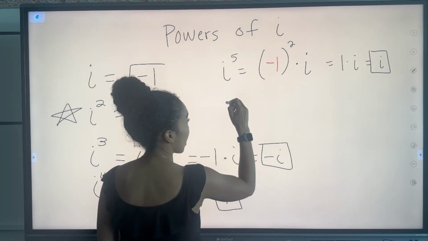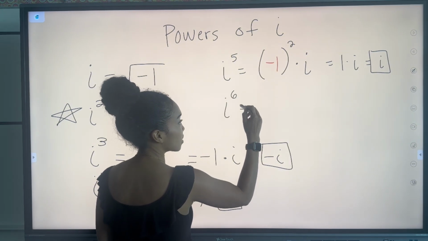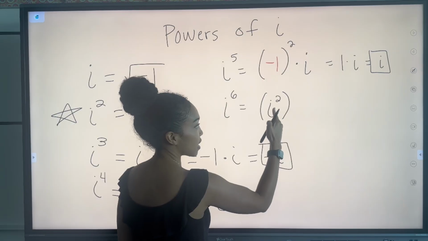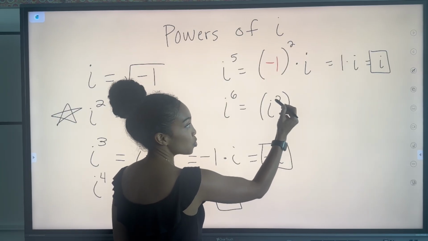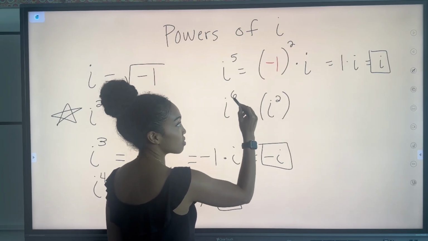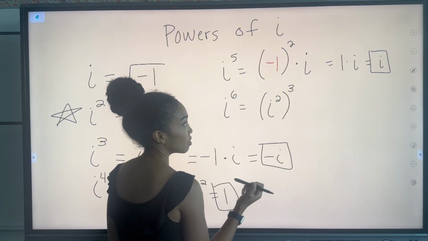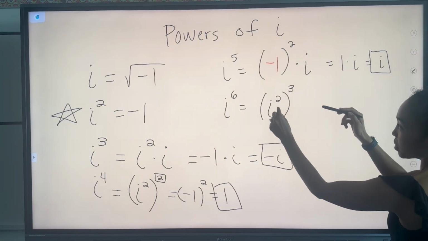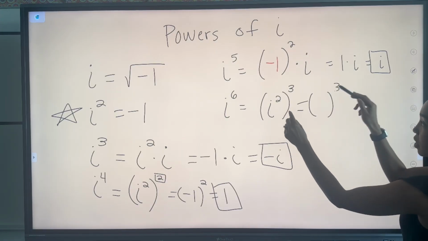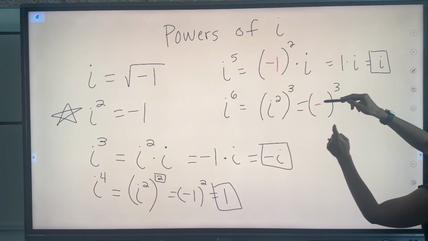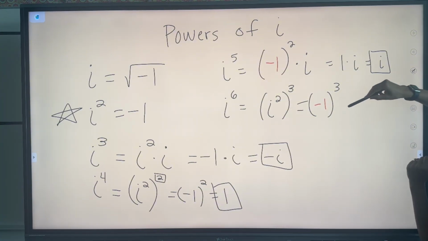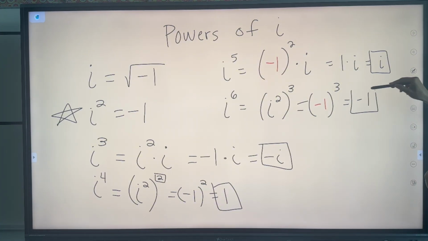Let's try i to the power of 6. Always start with i squared. That's the only one we have to have memorized. 2 times what will give you 6? 3. And guys, i squared, what can I replace it with? Yep, I can replace this with a negative 1. So guys, what is negative 1 cubed? Negative 1.